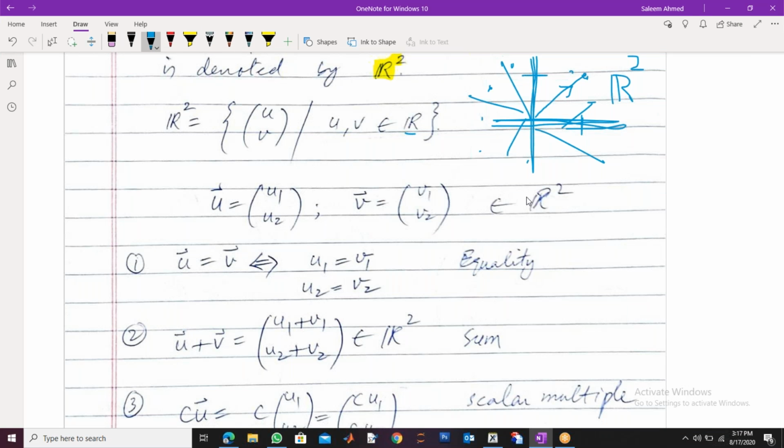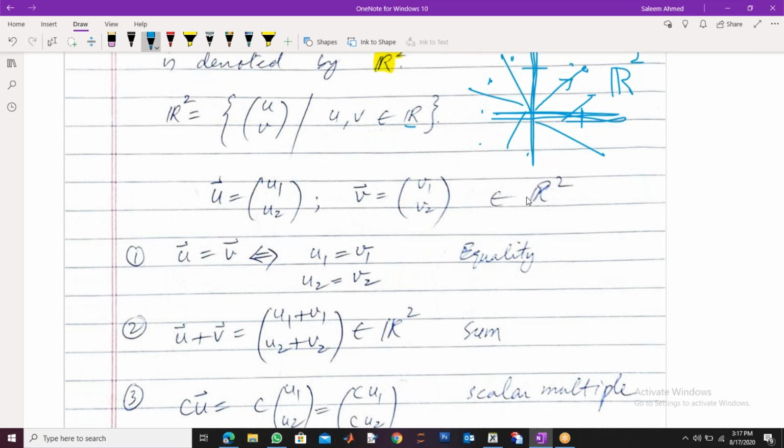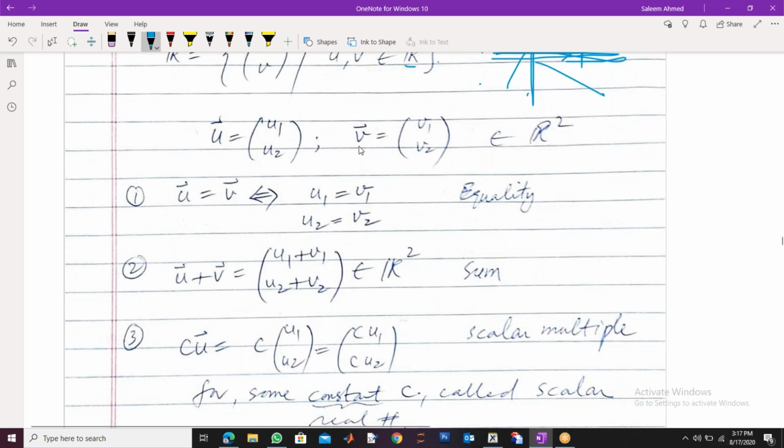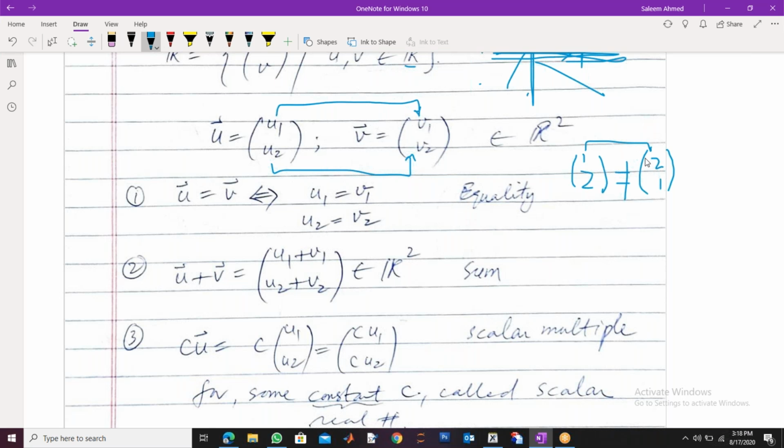Then these two vectors will be equal if the first one is equal to the first one and the second one is equal to the second. If u1 is equal to v1 and u2 is equal to v2, then they will be equal. Remember, if you have a vector 1 2 and a vector 2 1, they are not equal. They both have the same entries, 1 2 and 2 1, but they are not equal. Why? Because the first is not equal to the first one and the second is not equal to the second one. So arrangement is very important here. So 1 2 is only equal to 1 2. That's it.